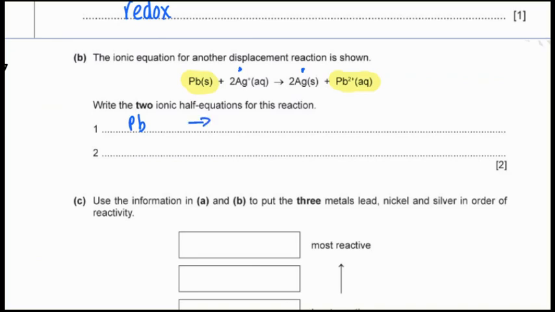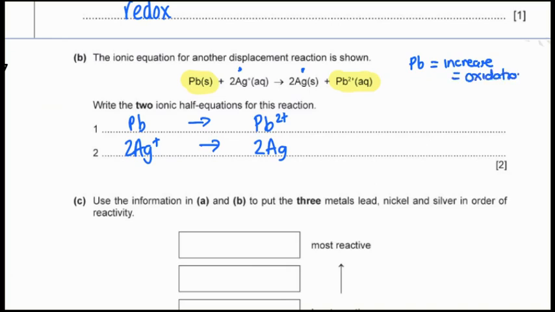So lead going to lead as a 2 plus ion. Notice how I've left a lot of space, because on one side I'm going to need to put my electrons in a moment. So here I've got 2Ag as an ion going to 2Ag as an atom. So in this case we know that Pb goes to 2 plus, so that is an increase. If it's an increase, it must be oxidation, and oxidation is loss.